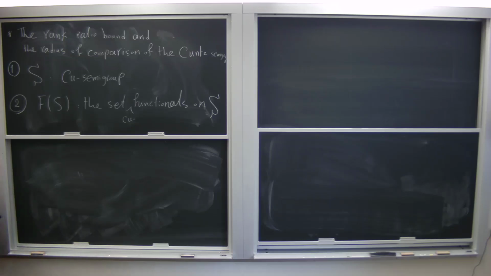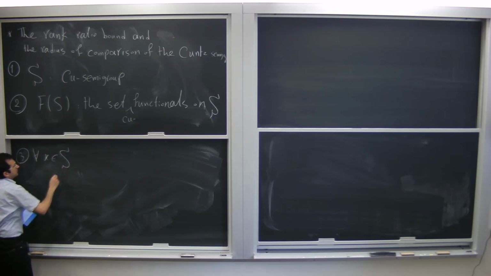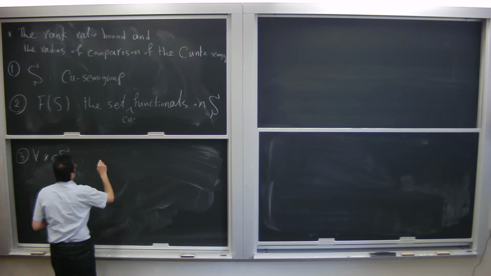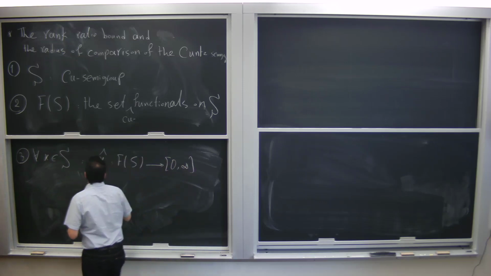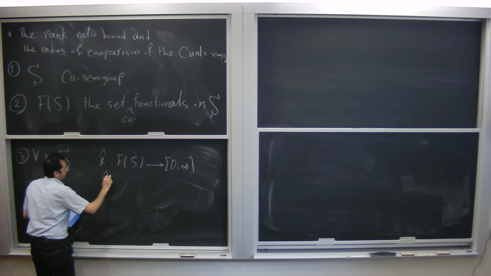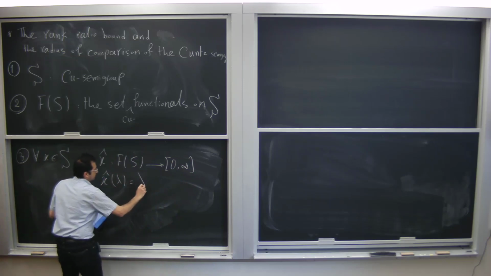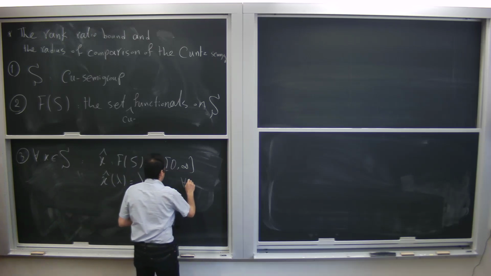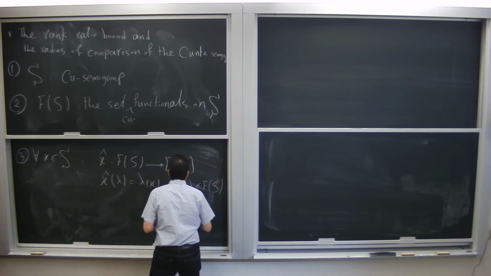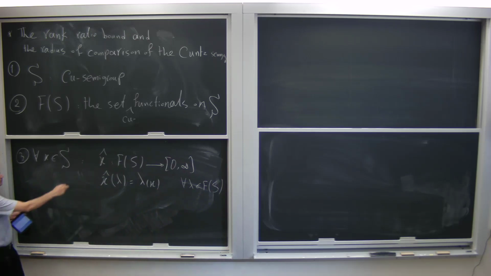Yeah, that's right. And then the third thing I want to define is the rank of any x. For any x in our CU semigroup, I define this function from F of S to the closed interval 0 to infinity, given by lambda maps to lambda of x, for all lambda in F of S. We call this one the rank of x.